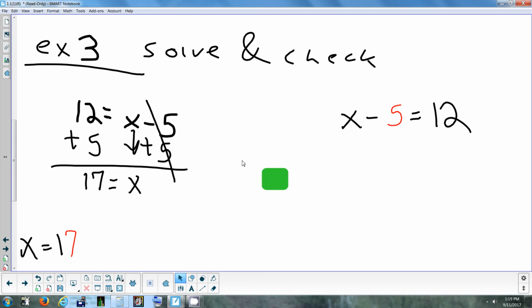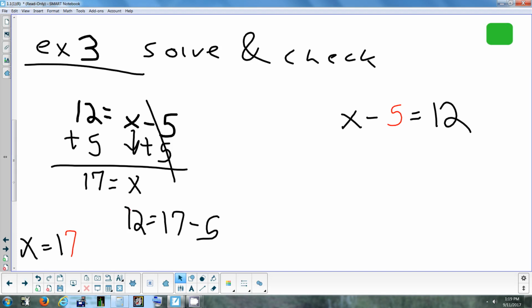Connor, what else do I have to do? So I solved, but what else? Look at the directions. All right, so we got to check. So, Connor, how do I do that? All right, so I'm going to write this equation the exact same way. Okay, so tell me what to write. 17. No, what am I going to start with? 12. 12. Yep. 17. Excellent. Or minus 5. Minus, so, yep, minus 5.